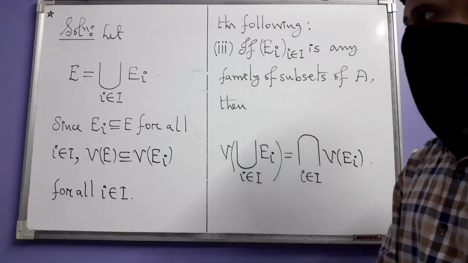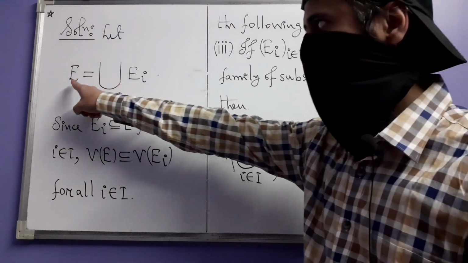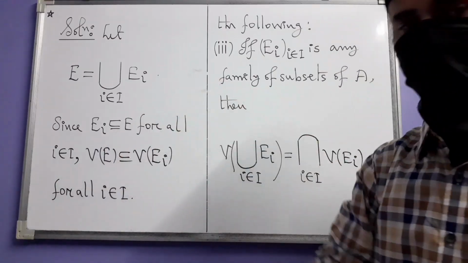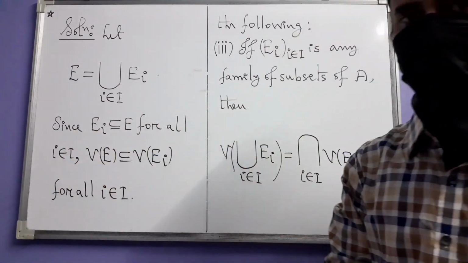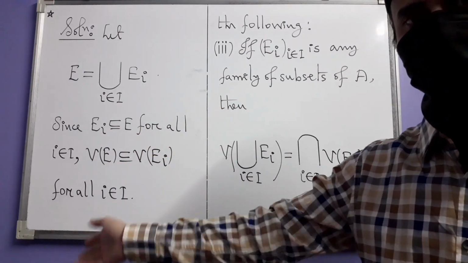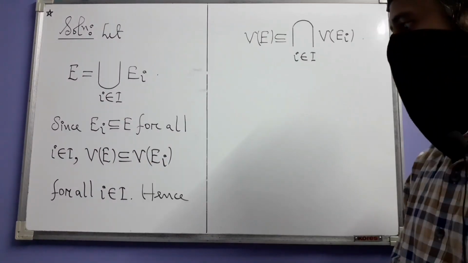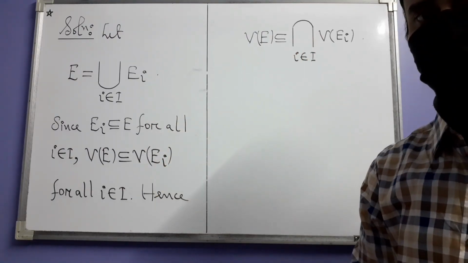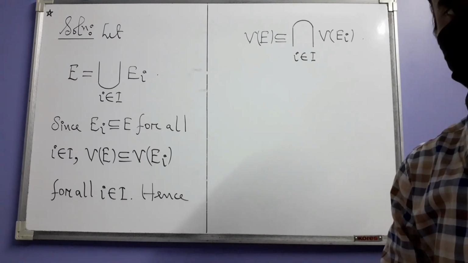In the solution, we first name this union. That way it will be easier to write. Let's call this E. Now, of course, we know that each set E_i is contained in the union E. That is, E_i is a subset of E for all i belonging to I. So, V of E will be a subset of V of E_i for all i belonging to I. We know from our previous video why. Hence, obviously, V of E will also be a subset of their intersection. It's a subset of each set, so their intersection would also contain V of E inside of it.